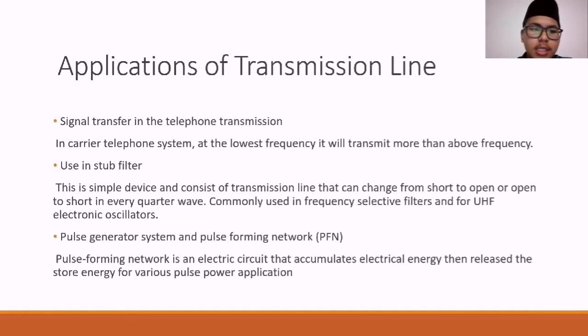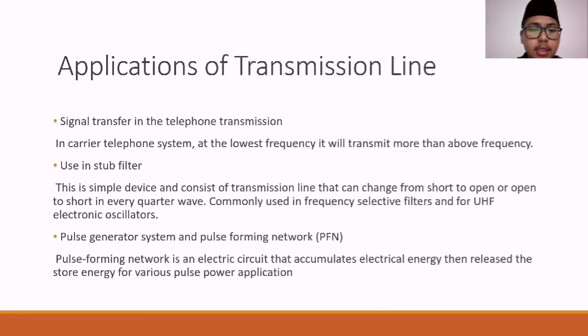First is signal transfer in telephone transmission. Today we have many things that apply transmission lines, for example, telephones and your gadgets. So there is signal transfer in telephone transmission, which means transmission line. In a carrier telephone system, at the lowest frequency, it will transmit more than at frequencies above.